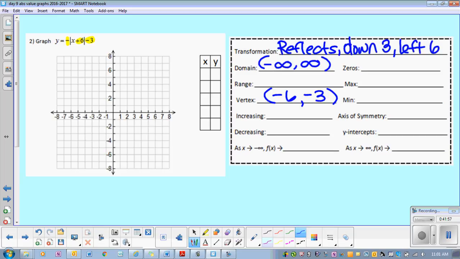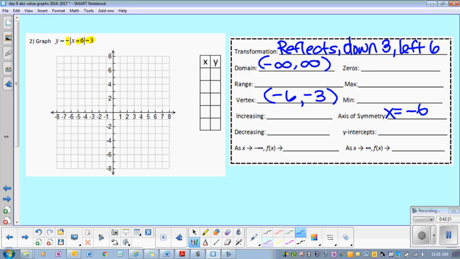Negative 3. So now that we know the vertex, what's my axis of symmetry? Good. X equals negative 6. And Ethan was so ahead of us. He said x equals negative 6, way before I even found the vertex. So good. Just make sure the y number doesn't do that.